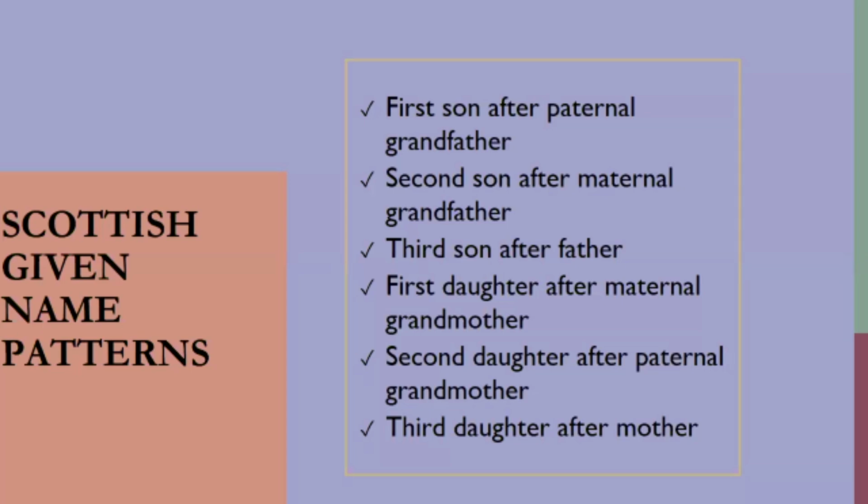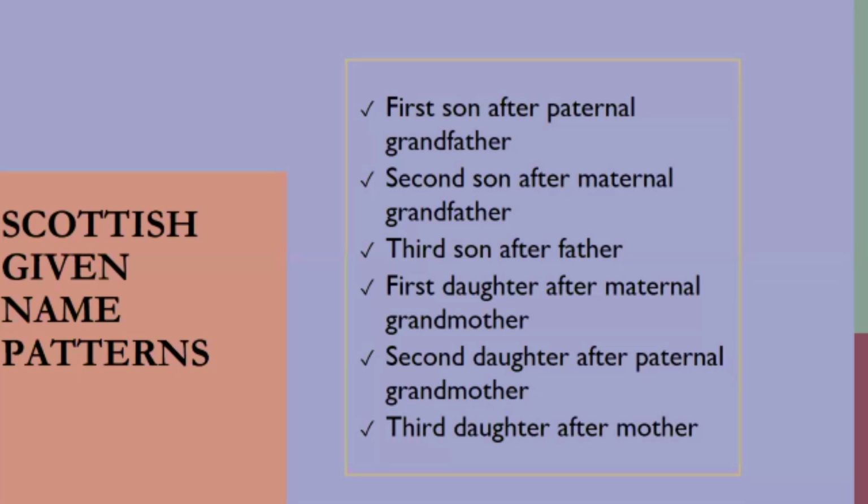The first daughter would be named after the maternal grandmother. Then the second daughter would be named after the paternal grandmother. And then the third daughter would be named after the mother. So there could be 2, maybe 3 Marys in the family. Mary was a very common name for females. Elizabeth was another common name.